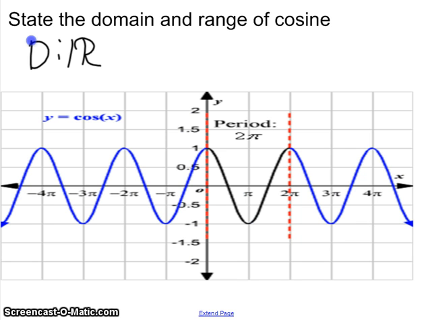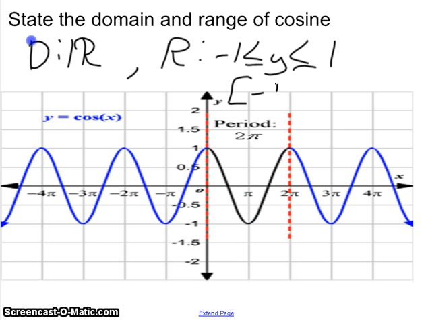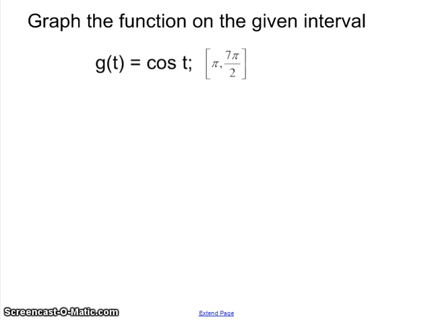What's the range? All real numbers between 1 and negative 1. Very nice. All real numbers between negative 1 and positive 1, which can be written as an inequality, or it can be written in interval notation. Graph the function on the given interval. Write this down, let's do it together.